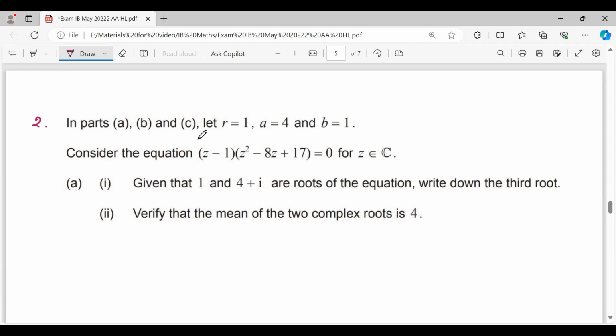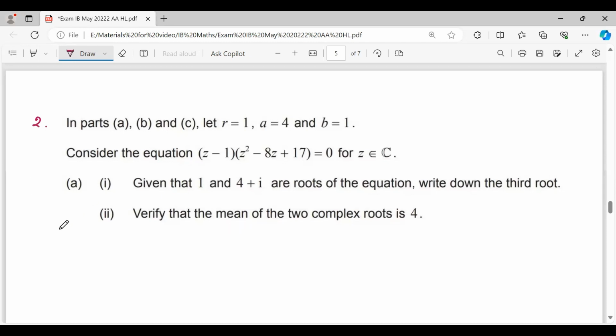In parts A, B, and C, let r equals 1, a equals 4, and b equals 1. Consider the equation (z minus 1) times (z squared minus 8z plus 17) equals 0 for z an element of the complex numbers. Given that 1 and 4 plus i are roots of the equation, write down the third root. Verify that the mean of the two complex roots is 4.